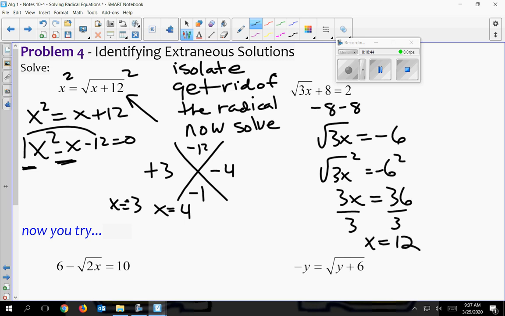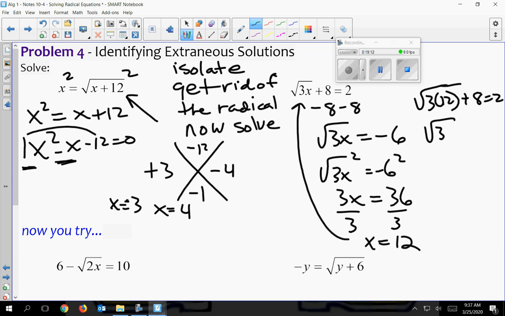Okay, so here I didn't have to factor it, and I only get one answer, so my checking's not going to be that tough. But I need to go back to the original problem and plug it back in. So square root of 3 times 12 plus 8 equals 2. Okay, so square root of 36 plus 8 equals 2. The square root of 36 is 6, plus 8 equals 2.